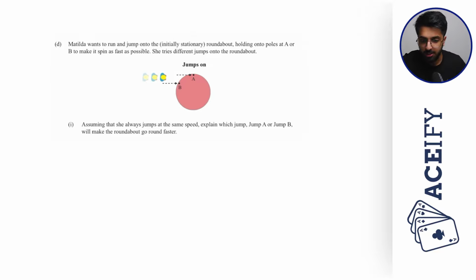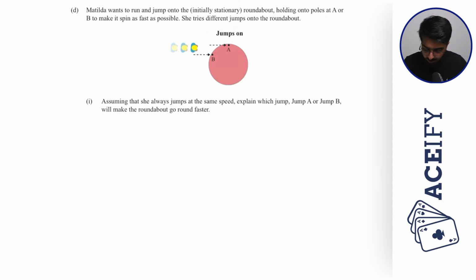Matilda wants to run and jump onto the initially stationary roundabout, holding onto poles at A or B to make it spin as fast as possible. She tries different jumps onto the roundabout. Assuming that she always jumps at the same speed, explain which jump, A or B, will make the roundabout spin faster. So the answer in this case is jump A.